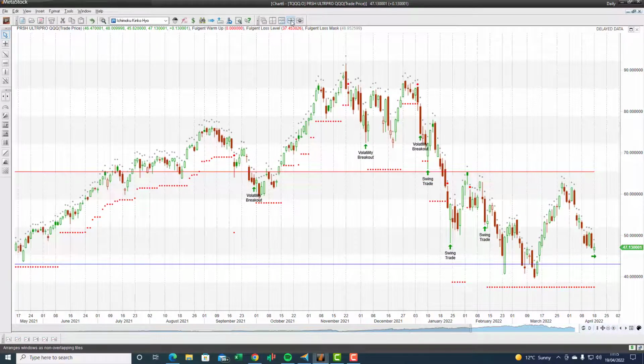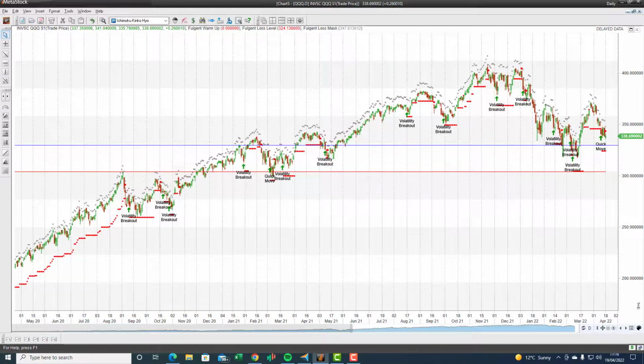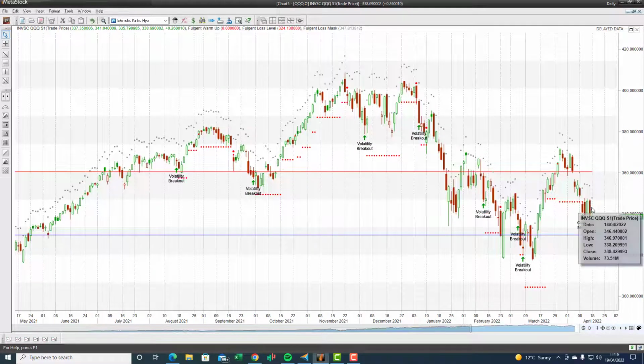So that's the situation with the triple Q ETF. We've had a couple of nice signals. There's a quick move signal in there. There's an exit long on the quick move, but you don't always have to respond to that one. Ideally, I look for any signal to actually hit a trailing stop loss. So there's a shorter term quick move signal on it with a very wide stop loss here at 324 on the end of day triple Q signal.